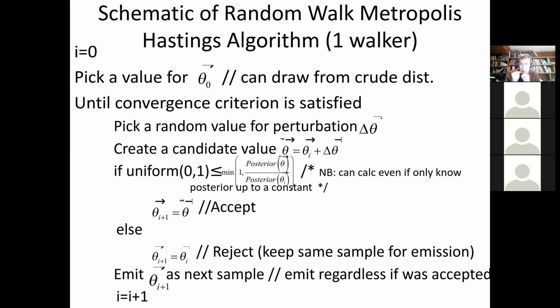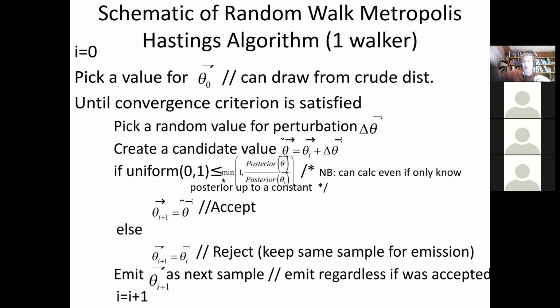If we pick it really, really close, after all, the ratio of our posterior now to the new one will be close to 1, right? It'll be very close nearby in posterior value. And so this will be about 1, so there's a good chance we'll accept it. A uniform draw between 0 and 1 will very likely be less than something close to 1. And so we'll accept it a lot.